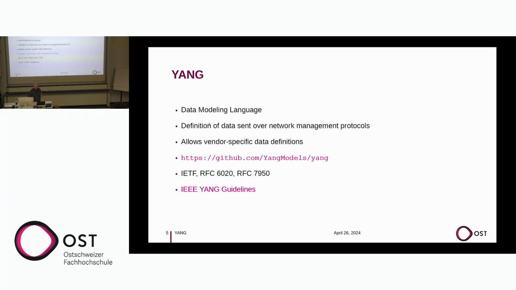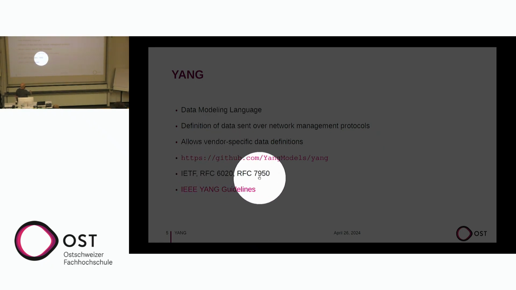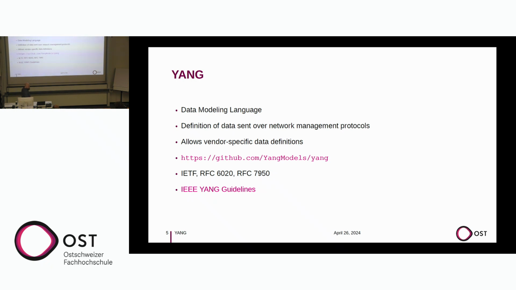Yeah, the RFCs, we have the 6020 and 7950. So this is version 1, this is version 1.1, and we have a Git repository which is important to know because there are most of the Yang models available. So if we want to work with Yang models, we can go there, download the Yang models and work with them. But be careful, they are big and complex in the end. Any questions so far?